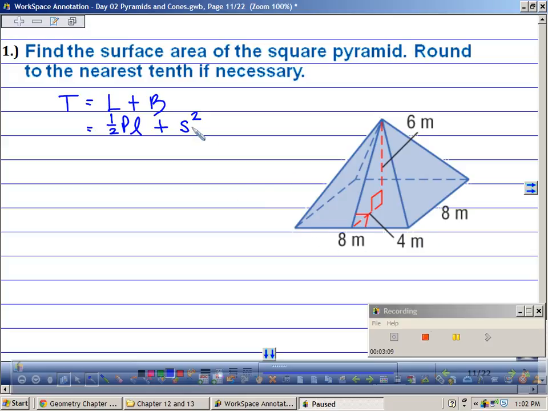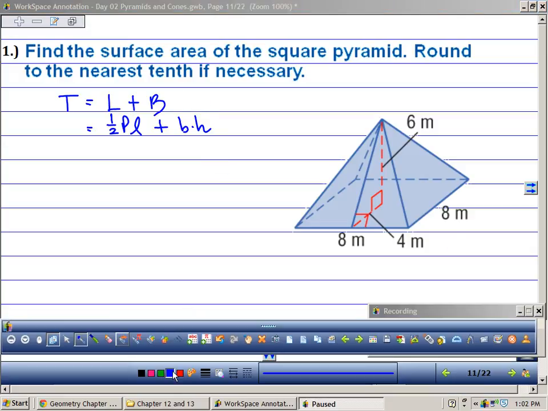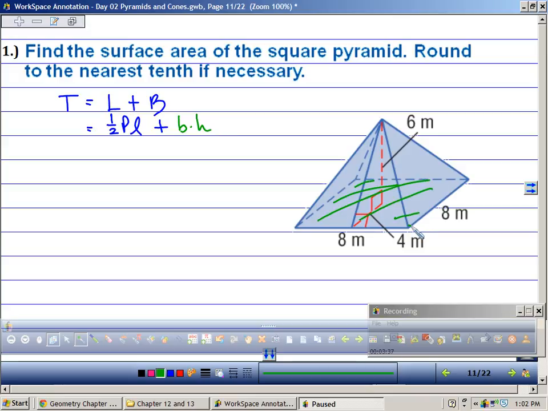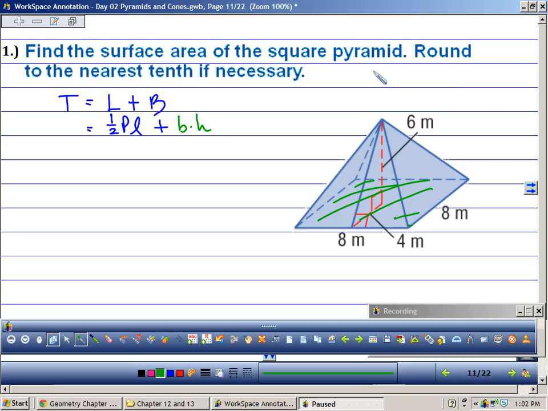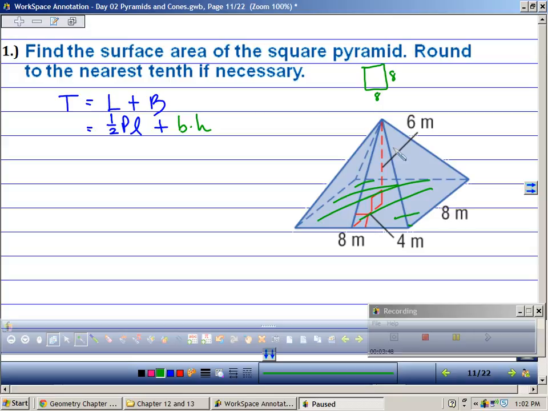Because the side is 8, it's an 8 by 8. You don't have to say it like that. You could also say base times height. But you have to be careful with that, because if you're talking about base times height, this is a different base. We're talking about this green base right here, right? So it would look something like that. Are you okay with that?